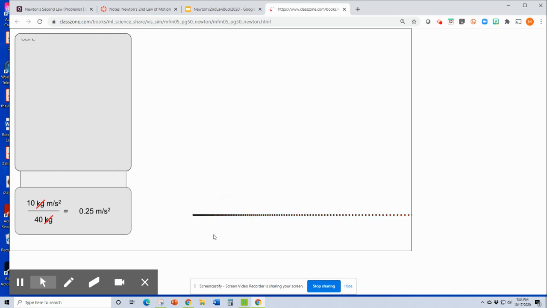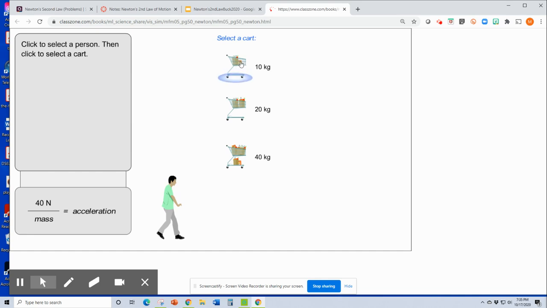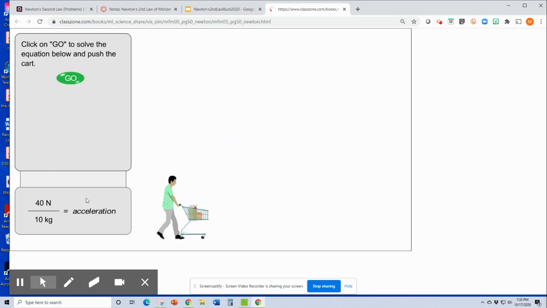All right, so remember, acceleration tells us how quickly the speed is changing. So we can see the speed didn't change really quickly, kind of slowly there. Let's reset it. And just to make this real obvious, because you can work this yourself on your own computer, let's go ahead and select this 40 Newton force. Okay, so that's the most net force of what we're given. Let's go ahead and make this really obvious and choose the cart with the least amount of mass. So there we go.